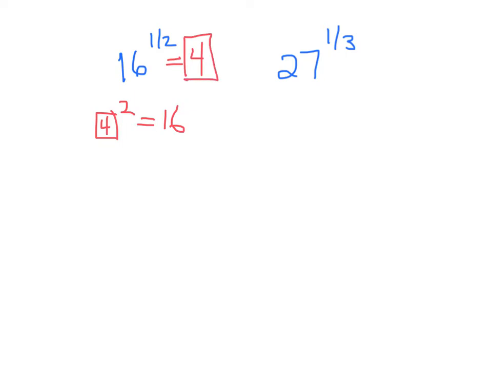In the next one, 27 raised to the 1/3 really asks the question: what number, when raised to the 3, equals 27? So that number is 3, because 3 raised to the third power is 27. So the answer to the question is 3.